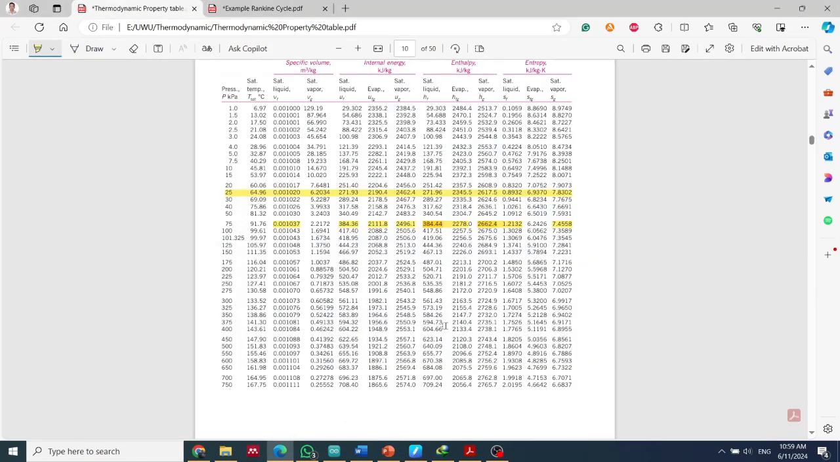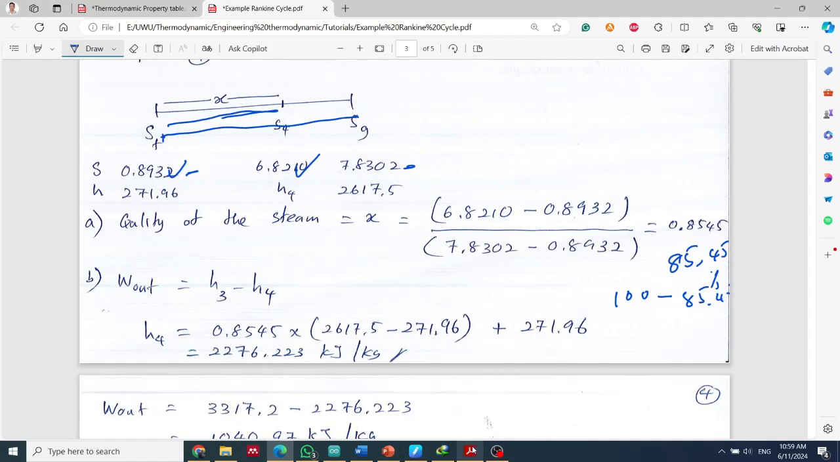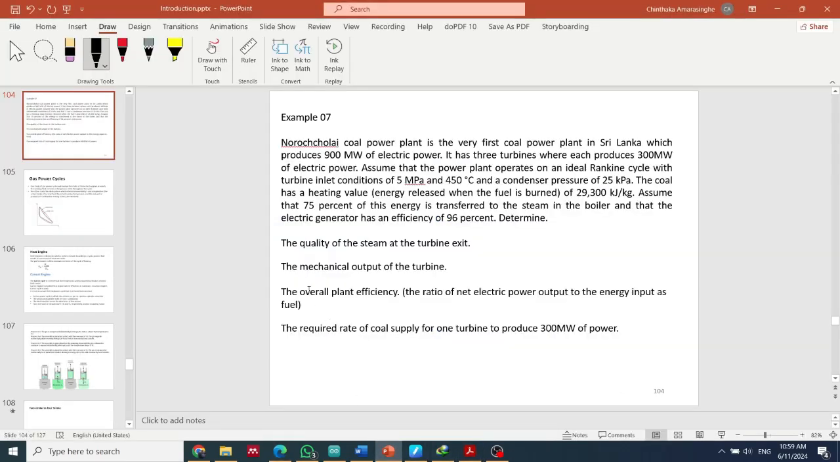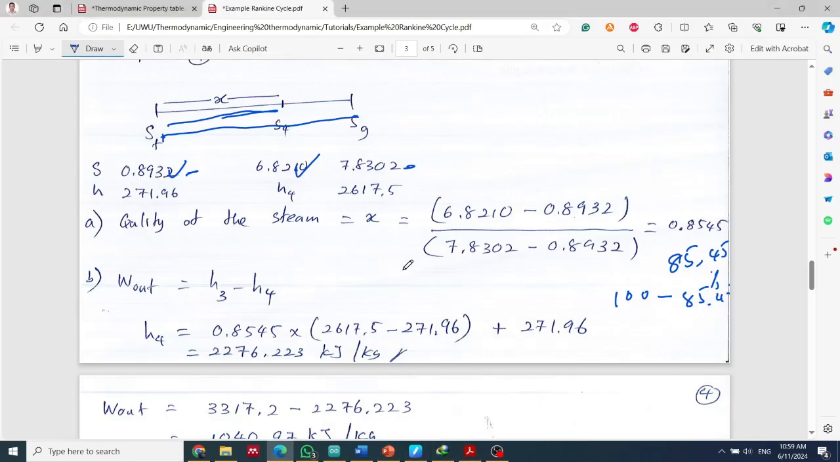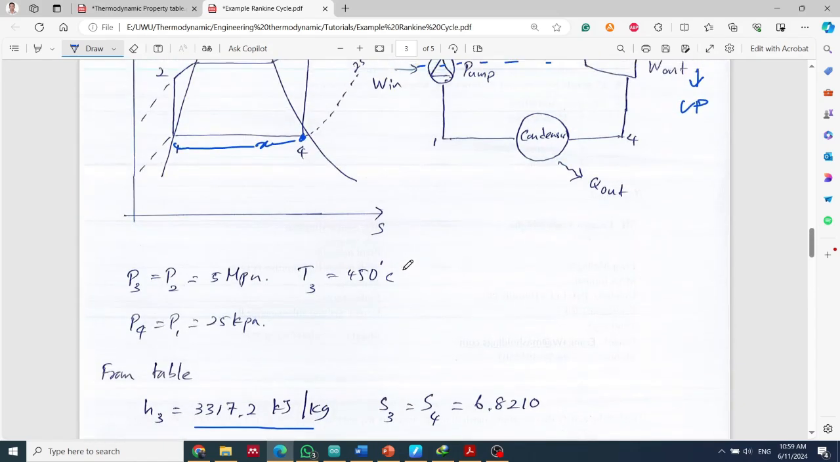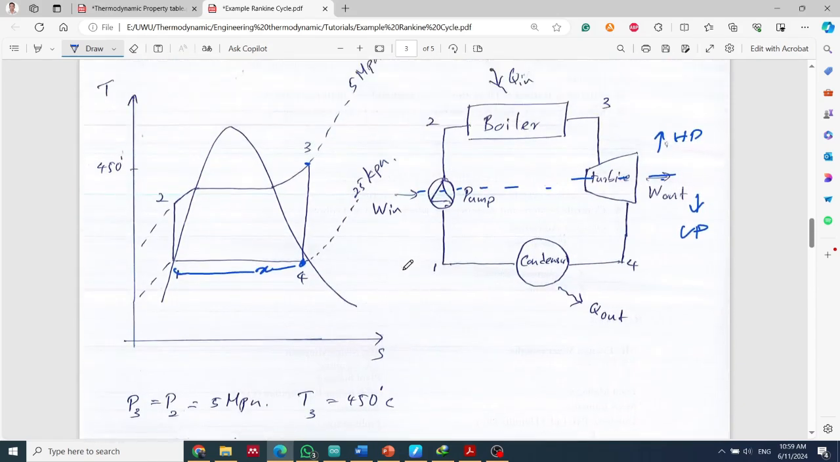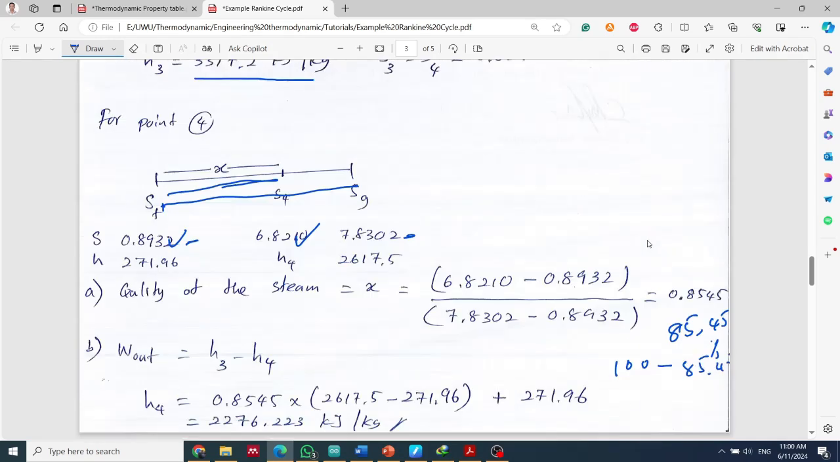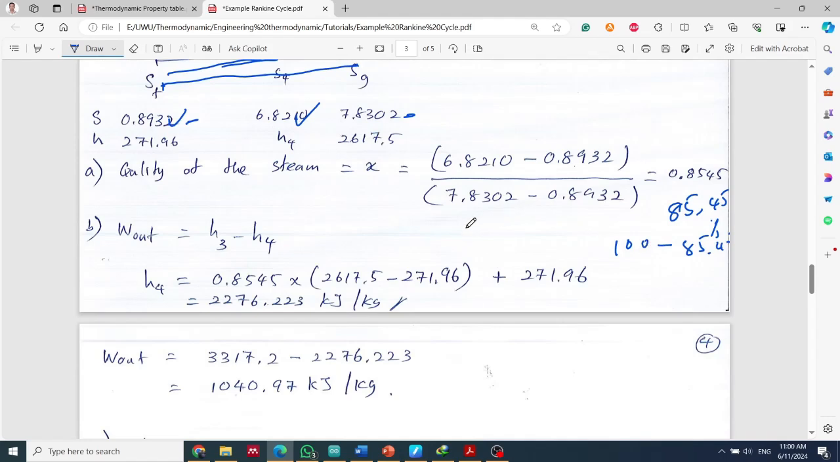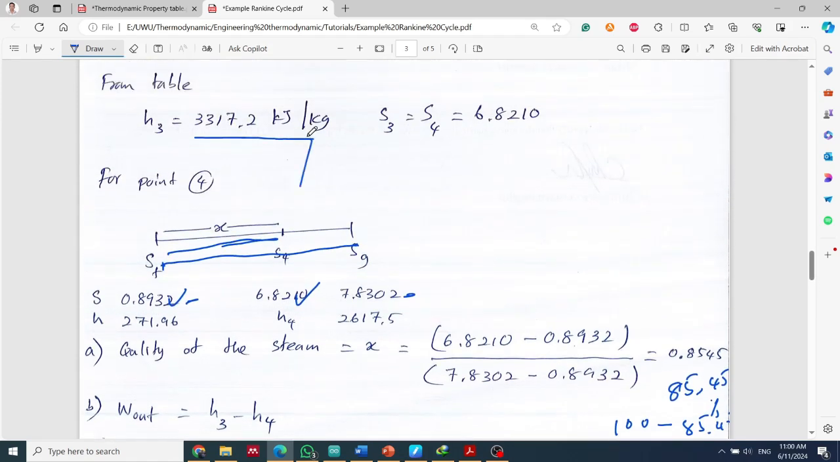And then part B is the mechanical output of the turbine. So the question is asking for the work out, W out in the turbine. What is the W out? W out is simply H3 minus H4, that is the mechanical output. We already know the H3 value. We have figured it out from the table.